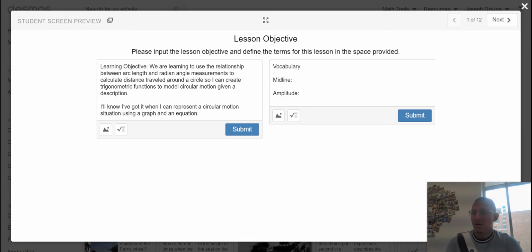Welcome back to our third to last lesson in our trigonometric journey, where we are going to utilize the relationship between arc length and radian angle measurements to calculate distance traveled around a circle so we can create trigonometric functions to model circular motion.